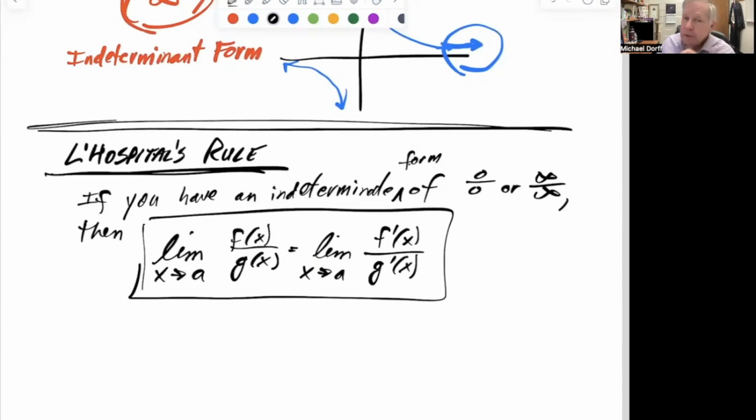Notice we're not doing the quotient rule here. We're not applying the quotient rule to f over g. We're just taking the derivative of the top over the derivative of the bottom.